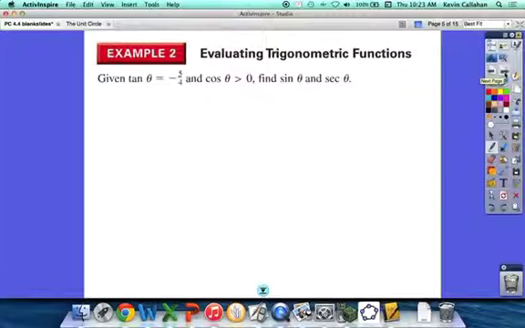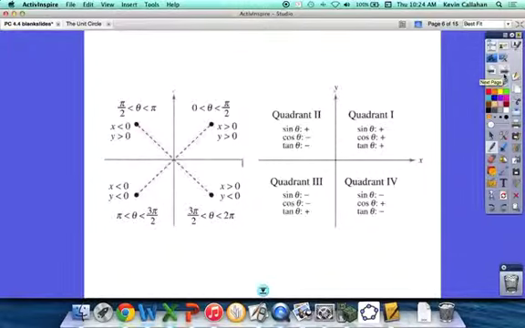Okay. So given that the tangent equals -5/4 and the cosine is greater than 0, find the sine and the secant. Now, when you do these kinds of problems, you have to understand the signs, meaning SIG and S, of all the trig functions in the particular quadrants, because otherwise you don't know where to draw the terminal side, right? If you don't know it just by common sense, you're going to have to figure out a way to understand this.